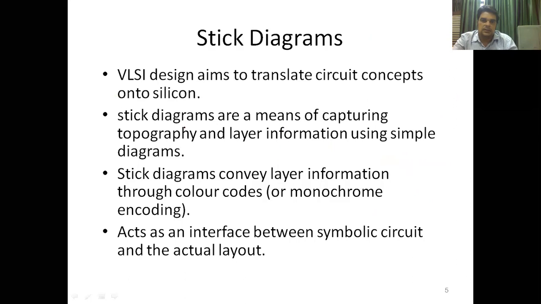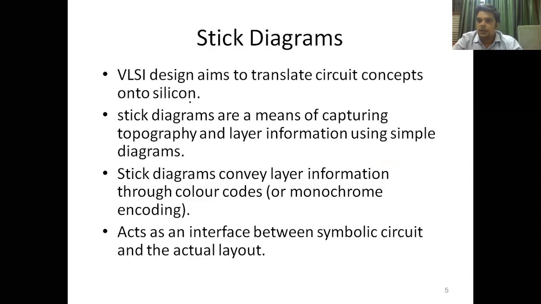Let's come to the stick diagram. Stick diagrams are basically the means of capturing the topography and layer information using simple diagrammatic representations. Okay, so stick diagrams convey the layer information through color codes. It acts as the interface between symbolic circuit and actual layout.